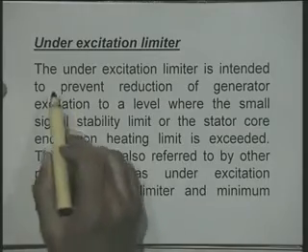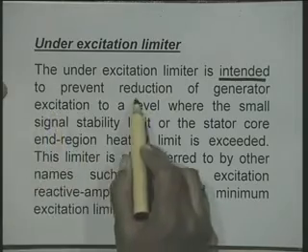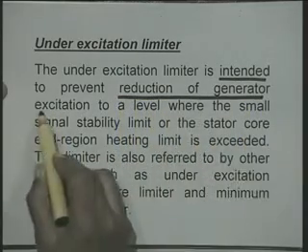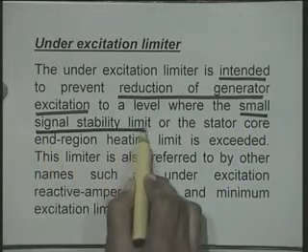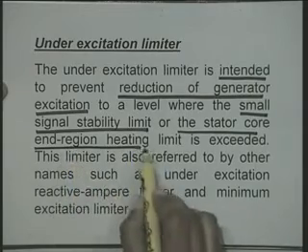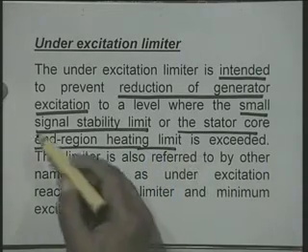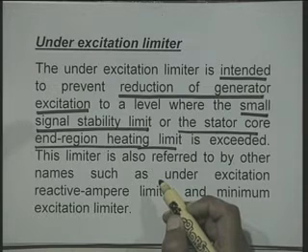The basic reason is here, the under excitation limiter is intended to prevent reduction of generator excitation to a level where the small signal stability limit or the stator core end region heating limit is exceeded. Now, these details one has to look into the capability chart of the synchronous generator, where if the excitation becomes very low, then the small signal stability limit is evaluated.